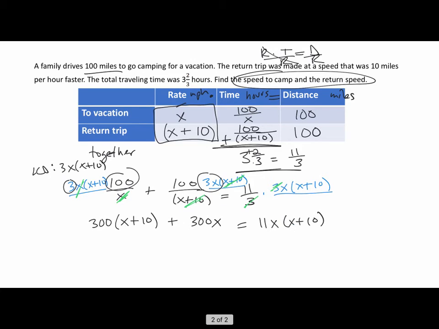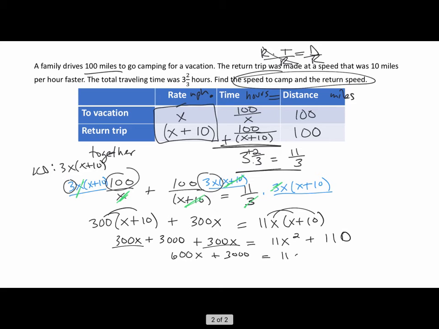Those are all left. So we've got some distribution to do here. That's 300x, add another 0 to get 3,000. On the right side, that's 11x squared plus 1 with a 0. Okay. So this is quadratic, but I've got like terms that I want to combine first. That's 600x plus 3,000. Equals 11x squared plus 110x. Sorry about that. It was 110 times x.